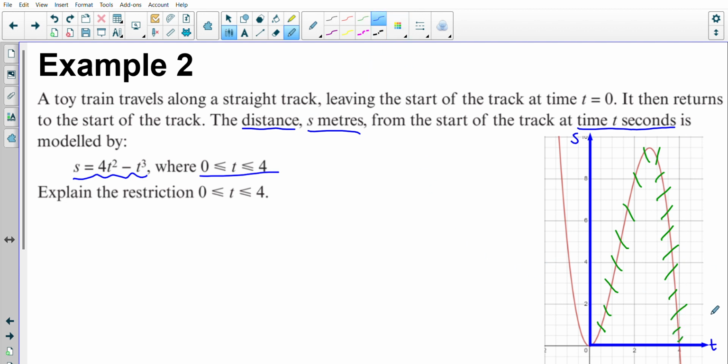You should be able to see from the graph why this part is only valid. You can use the sketch to explain the restriction, or you could do a substitution. You could substitute in values for 0 and 4, and then maybe think about what happens below 0 and above 4 and why that might not work for distance. So the first thing I think about is s is distance.